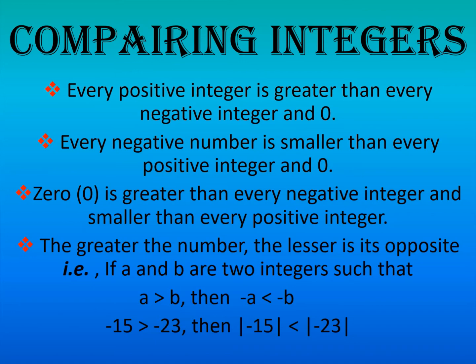The greater the number, the lesser is its opposite. That is, if a and b are two integers such that a is greater than b, then minus a is smaller than minus b. For this, we take an example, minus 15 and minus 23. In these two numbers, minus 15 is greater. But if both are positive, then 23 is greater.